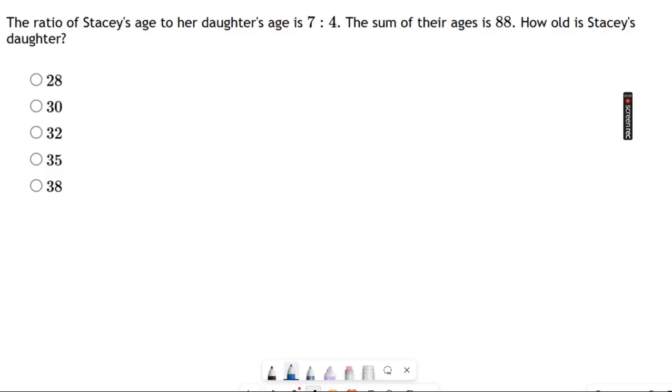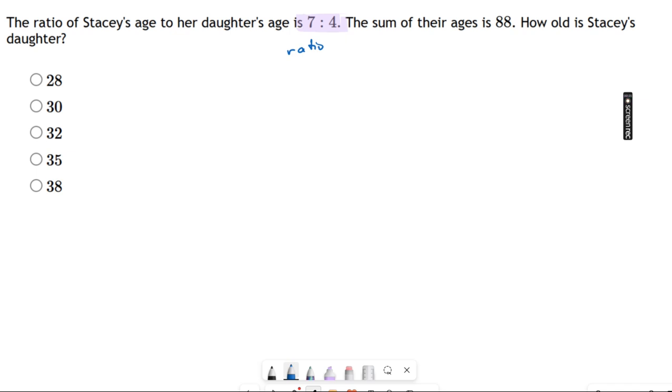We have here a problem that's basically asking you if you understand what a ratio is. Okay, this little thing right here that says 7 to 4. Do you know what that means? Well, 7 to 4 means maybe the mom is 70 and the daughter is 40. Maybe the mom is 700 and the daughter is 400. Maybe the mom is 7, the daughter is 4. Some of these make sense and others don't.